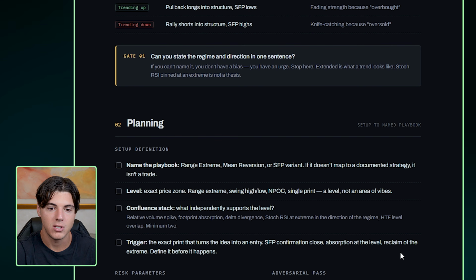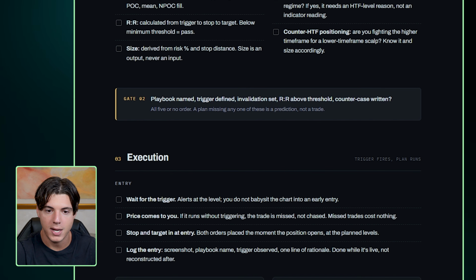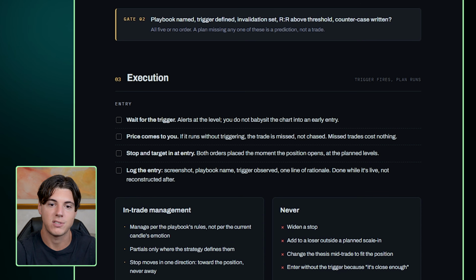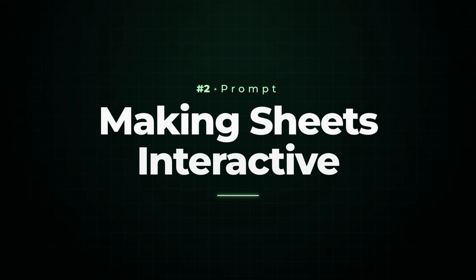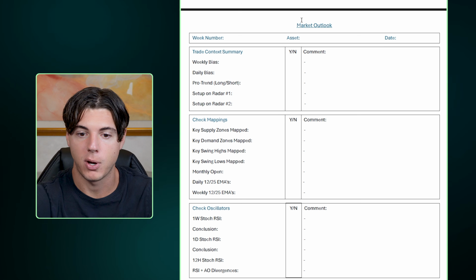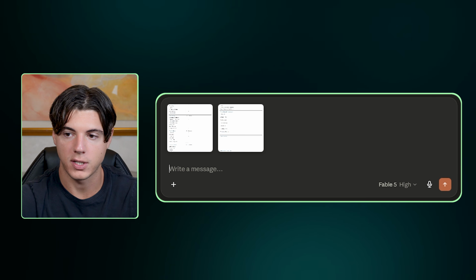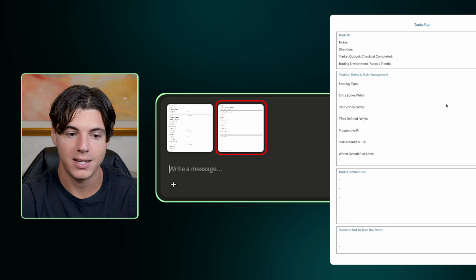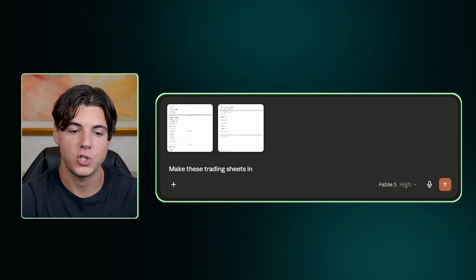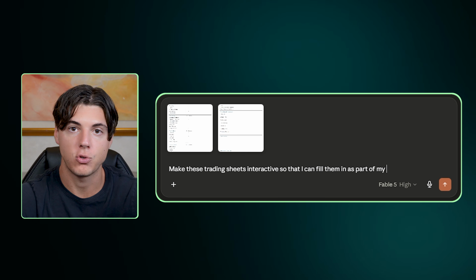But what you'll notice is this isn't really interactive. I can't fill this in every day or for even every trade. It's covering a lot of the points that are very important, but it's just not satisfying what I actually need as a trader. And that is where having the actual architecture and knowing what should be inside your trade process sheets plays a very key role. So all I'm going to do is go back to my own written documents and take a screenshot. Then we paste those screenshots into Claude. As you can see, pasted the first one, the second, and then I'm simply going to write, make these trading sheets interactive so that I can fit them into my trading process.